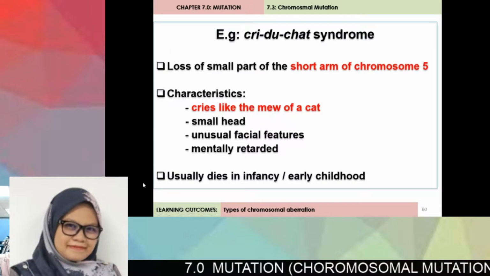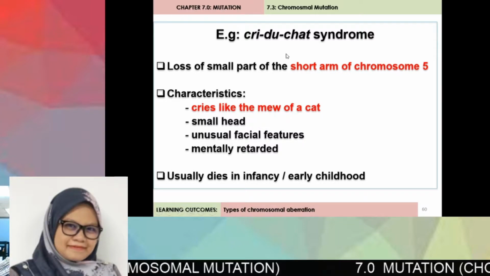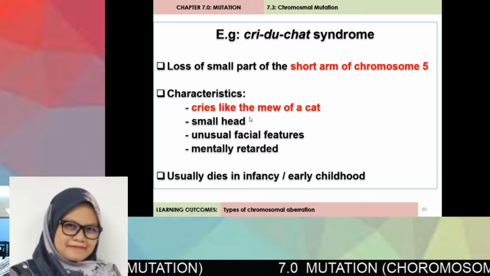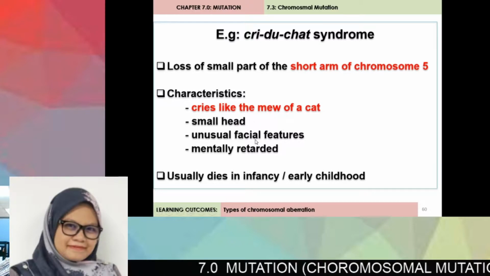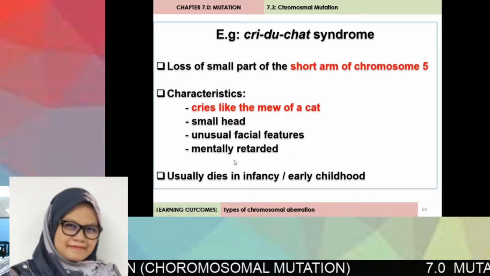So what are the characteristics of a Cri-du-chat syndrome person? First, they will cry like the meow of a cat. So itu nama dia sebagai Cri-du-chat sebab pesakit ni dia akan menangis seperti kucing, and then they have a small head, unusual features, and they are mentally retarded. Mental retarded ni maksudnya dia akan ada terencat akal. And then usually dies in infancy or early childhood.